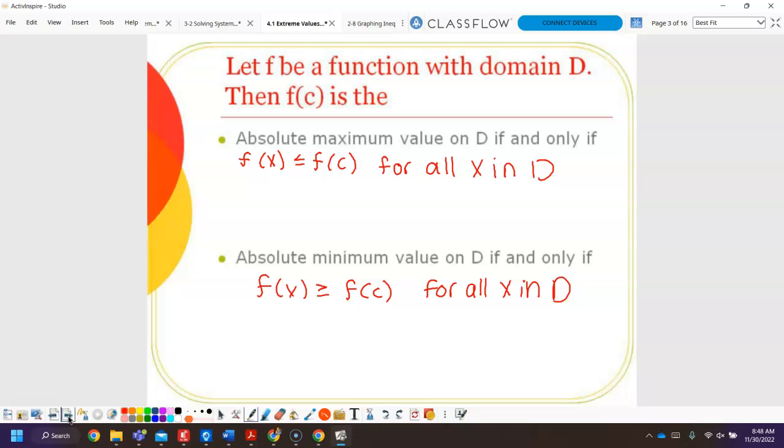The converse is also true for the absolute minimum. It means that f of c is the absolute lowest point and all the y values are greater than it.